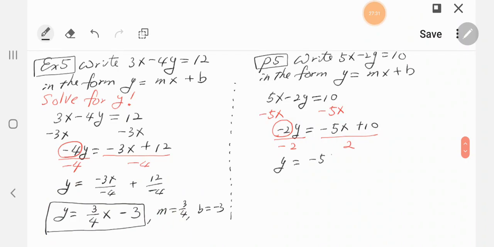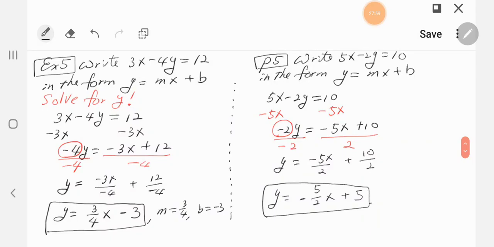So negative 5x over 2 plus 10 over 2. So finally, y is equal to negative 5 over 2x. Let's move this negative outside. So negative 5 over 2x plus, reduce this, the b value, which is 5. So that is the equation in y equals mx plus b. In this case, m is equal to negative 5 over 2 and b is equal to 5.